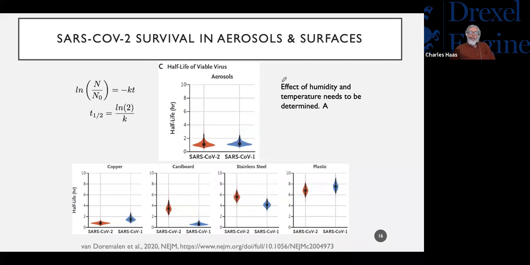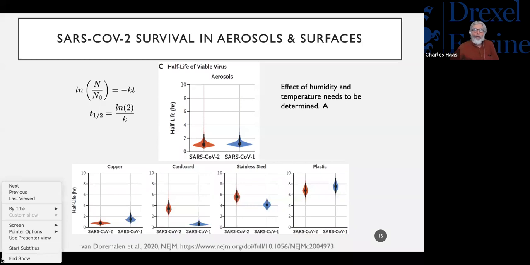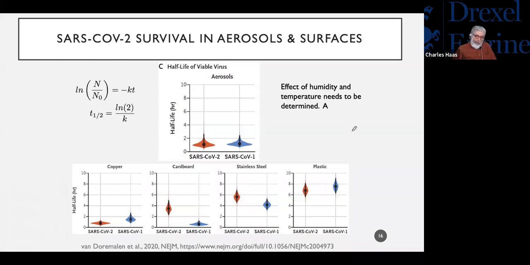Now, how about SARS-CoV-2? How does that survive? Data are only starting to come out on the current virus, and this paper by Van Doormalen et al. in the New England Journal of Medicine is hot off the press. But it basically shows that the half-life for aerosols of SARS and SARS-CoV-2 is roughly similar, with a half-life of about 1 hour.